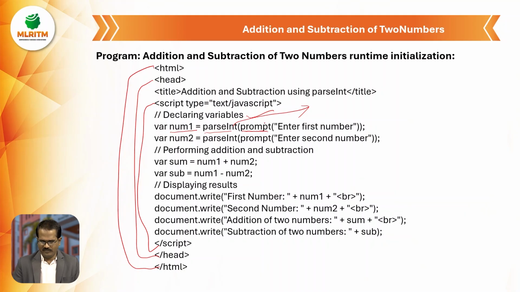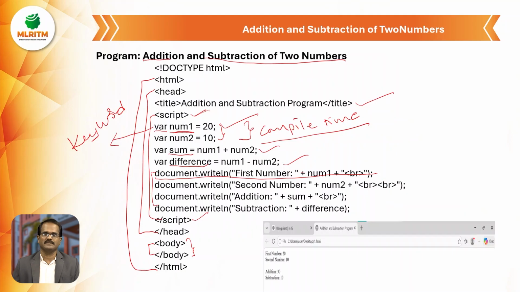With the help of this prompt only, we are able to enter the values. It gives us a chance to enter the value from the keyboard. So this is the importance of parseInt and prompt. With the help of parseInt, we can convert whatever the value, string value into integer value, float value into integer value. Whatever value we enter from the keyboard will be converted to integer. After entering the two values, the sum and subtraction can be done and the values displayed. This is the runtime initialization. The previous one is compile time initialization.